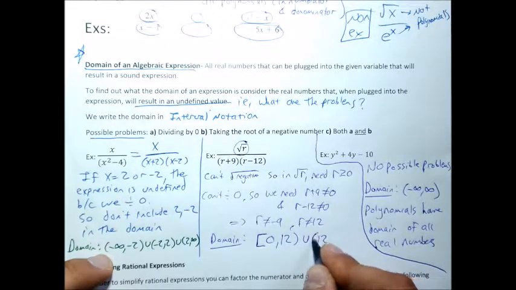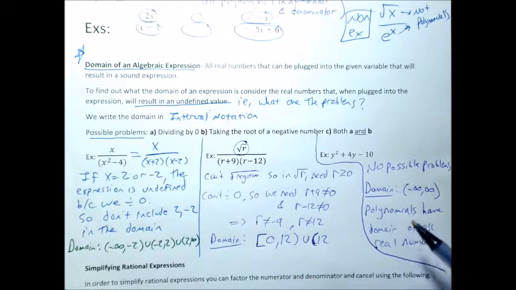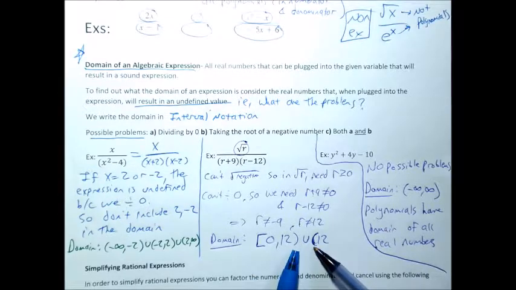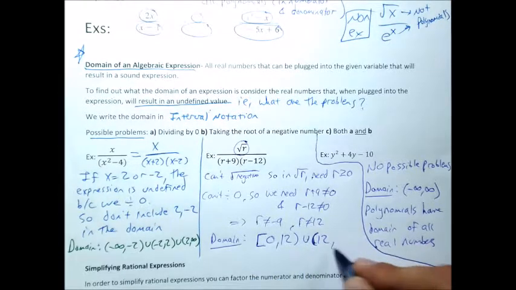Remember that little thing where we write parentheses around both sides of that 12, and that's skipping over it. And then we can go all the way up to infinity past 12. And so that's the domain of that particular function. 0 to 12, including 0. We can include 0, but then we're going to skip over 12 and go all the way to infinity.